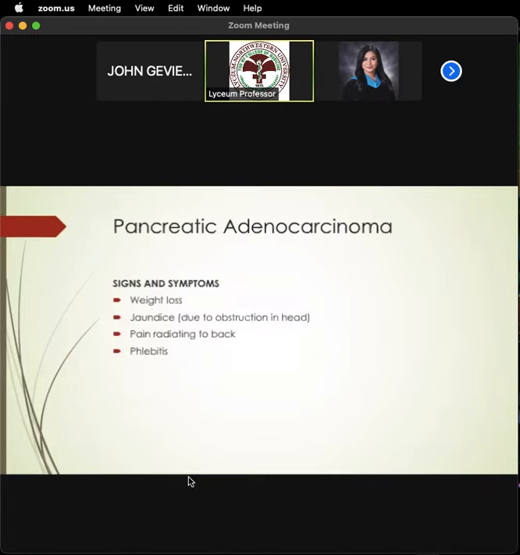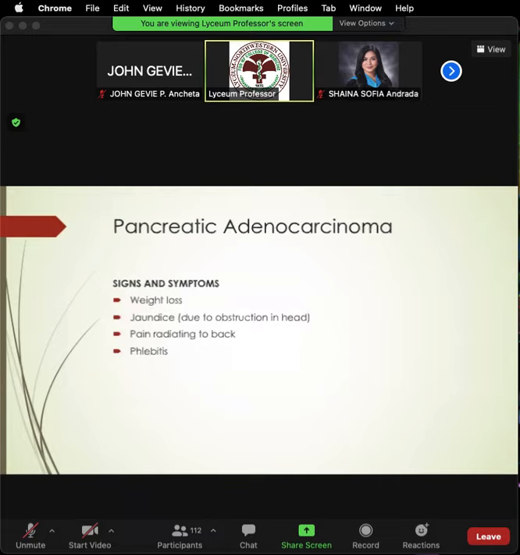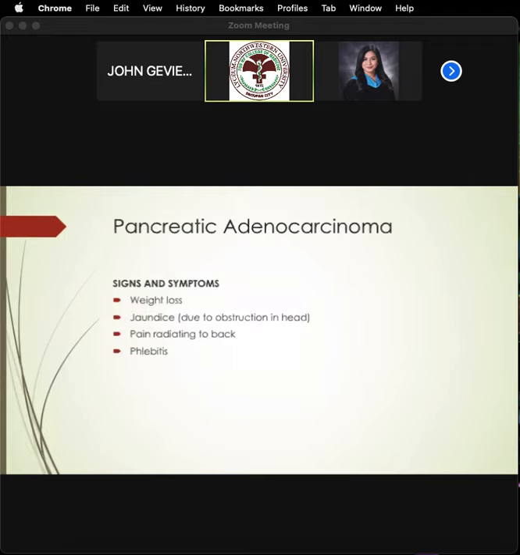Because I mentioned a while ago that jaundice sits in the later part of the disease if it's located in the body and tail. But if it's located in the head of the pancreas, there will be jaundice right away. Even if the tumor is very small, it will obstruct your biliary tree causing jaundice. That's why there's an early diagnosis, early detection of pancreatic head adenocarcinoma. Okay? So that's the reason for better prognosis.